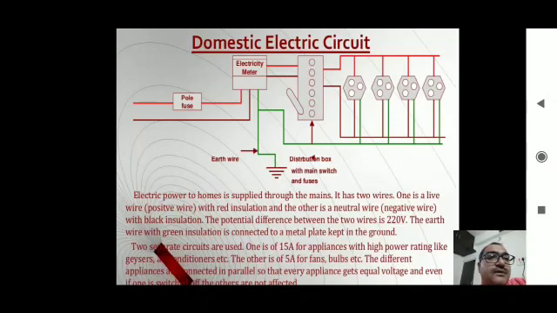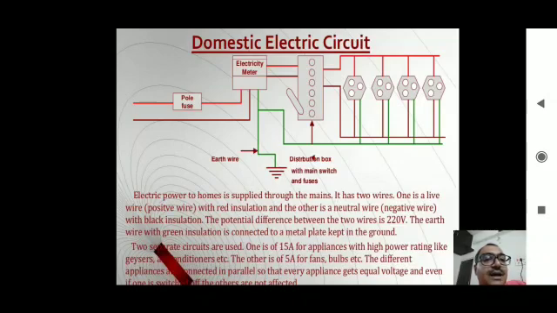So electric power to homes is supplied through the mains. It has two wires. One is the live wire, which is called the positive wire, with red insulation, and the other is the neutral wire, or we can also call it the negative wire, with black insulation. The potential difference between the two wires is 220 volt. The earth wire with green insulation is connected to the metal plate kept in the ground.